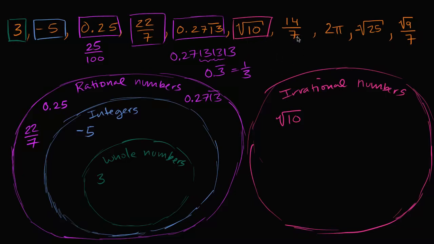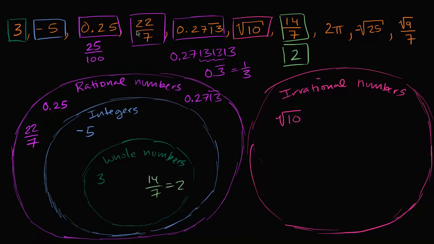All right, 14/7. This is the ratio of two integers, so this for sure is rational. But if you think about it, 14/7 is the same thing as 2. These two things are equivalent. So this is actually a whole number. It doesn't look like a whole number, but remember, a whole number is a non-negative number that doesn't need to be represented as the ratio of two integers. And this one, even though we did represent it as the ratio of two integers, doesn't need to be. You could represent this as just 2. So 14/7, which is the same thing as 2, is a whole number.